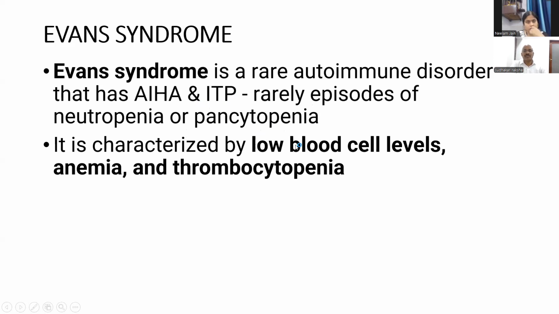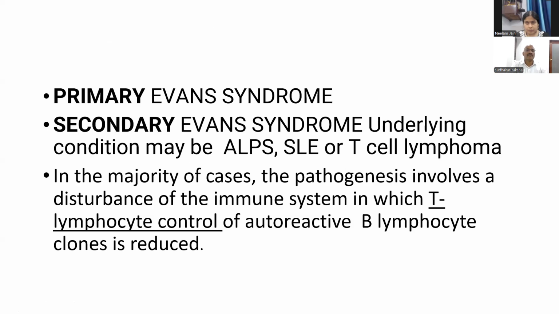So Evans syndrome is characterized by the low hemoglobin percentage, the low RBC count, and thrombocytopenia. Platelet count is also decreased. So in Evans syndrome, there are two types, primary and secondary. Whenever there is primary in front of anything, that indicates we don't know the exact cause. That is why it is called primary. Secondary means secondary to some other known cause, there is Evans syndrome.